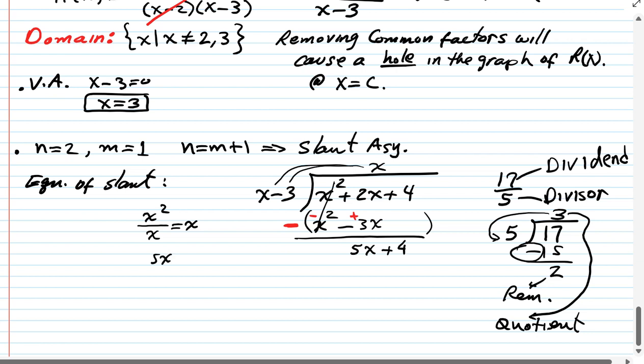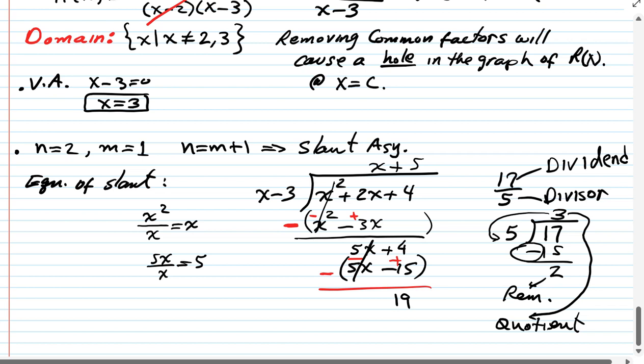And then 5x divided by x, first term. This would be like a new dividend. Divide 5x by x. You get 5. Multiply 5 times x minus 3, which is the divisor. We get 5x minus 15. And then we subtract, which means we change the signs and add inside the bottom polynomial. These add to 0, and I have a remainder of 19 now.